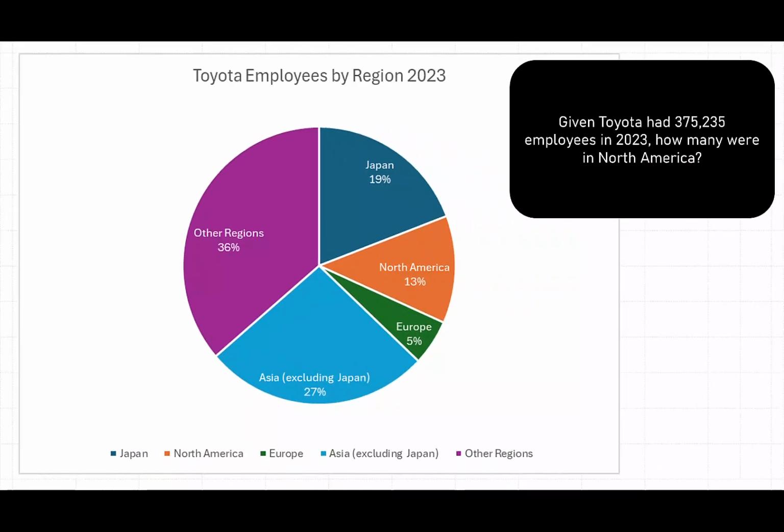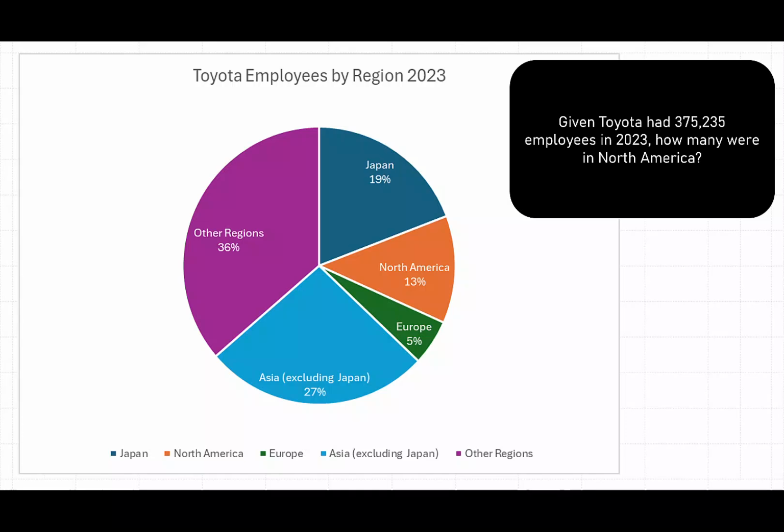Let's look at an example of Toyota employees by region in 2023, and I grabbed this information from Statista. Notice that they put the categories together as Asia, Europe, North America, Japan, and then other. This kept the number of slices down to a minimum.